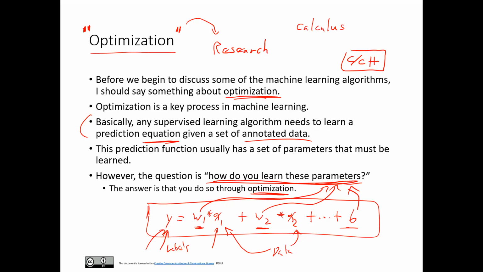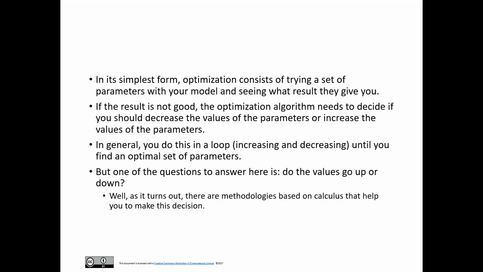So that is to say, we don't just pick the parameters randomly and try all the parameters in the universe. I mean, sometimes you have millions of parameters. It would be impossible. You would run out of time in the history of the existence of the universe to try all calculations, unless you had some kind of a computer that doesn't exist today. So instead of doing that, we can't do it randomly, so we have to try optimization. In its simplest form, optimization consists of trying a set of parameters with your model, like I showed in the previous slide, and seeing what result they give you.